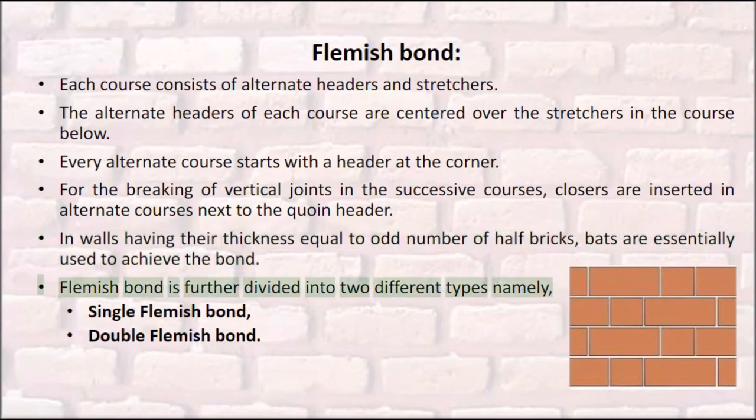Flemish bond is further divided into two different types, namely single Flemish bond and double Flemish bond.